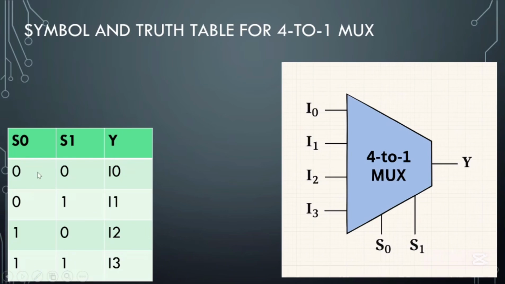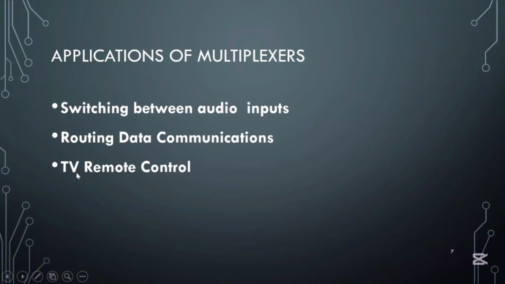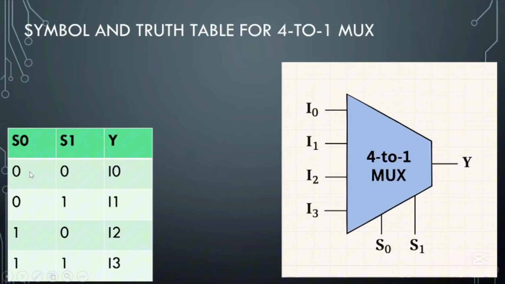In this table, for the first row, when S0 is 0 and S1 is 0, it will select the first input, which is I0. When S0 is 0 and S1 is 1, it will select the second input, which is I1. When S0 is 1 and S1 is 0, it will select the third input, which is I2, to the output Y. And the same applies when S1 is 1 and S0 is 1: it will select the fourth input, which is I3, to the output.